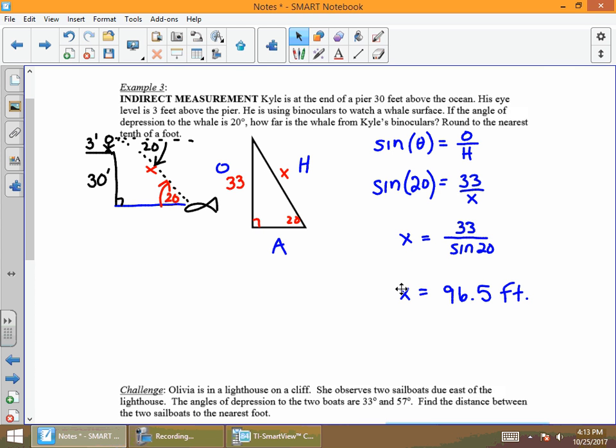That means that whale from Kyle's eyes is 96.5 feet. Things that you really need to be careful of: when you're drawing your pictures, hopefully you're a better artist than I am, make sure that you first just draw your picture to get an idea and then turn it into a nice looking triangle. Sometimes it makes it a little bit easier to do that.